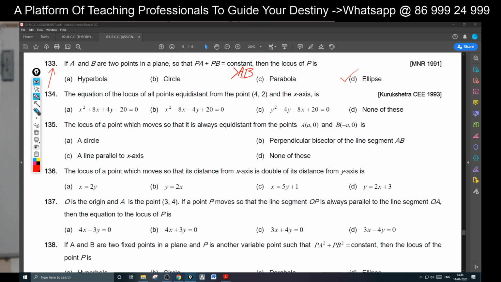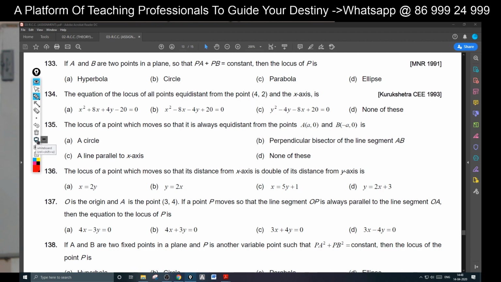Strike question now. Now coming to the next question. The equation of the locus of all points equidistant from the point 4, 2 and the x-axis. That means the point on the locus is equidistant from the point 4, 2 and as well the x-axis. How this will be, let us understand. Remember the point, it is 4, 2 and the x-axis.